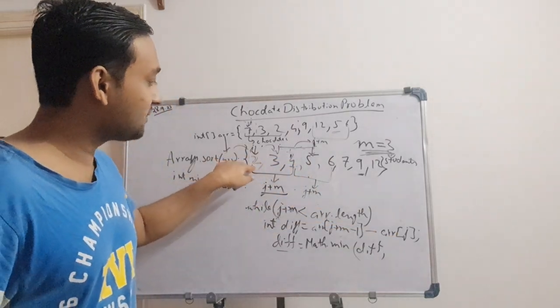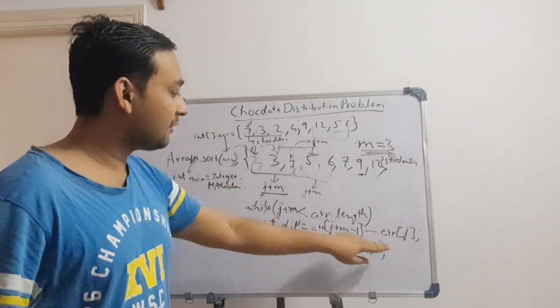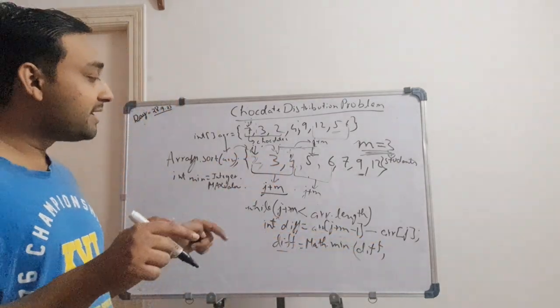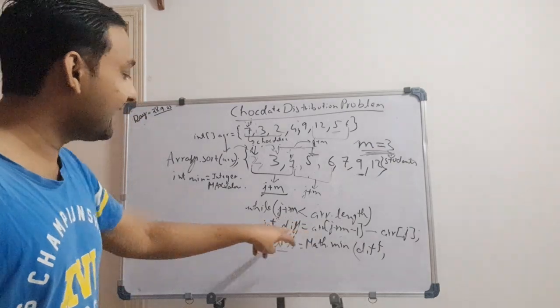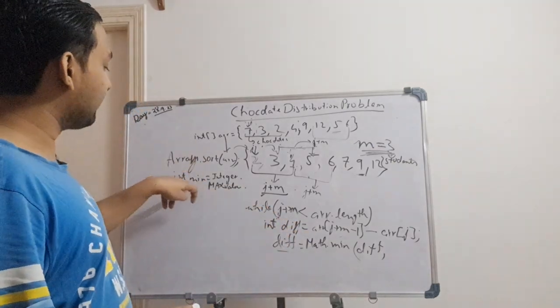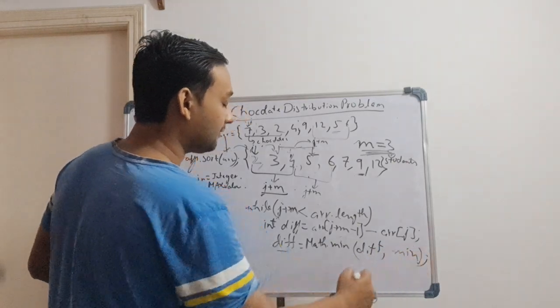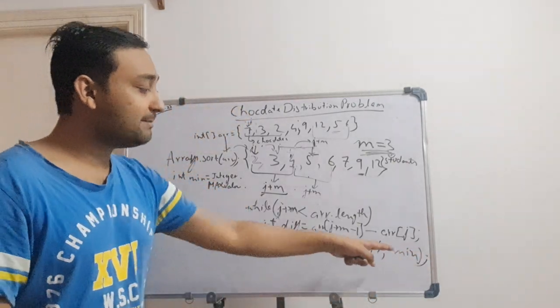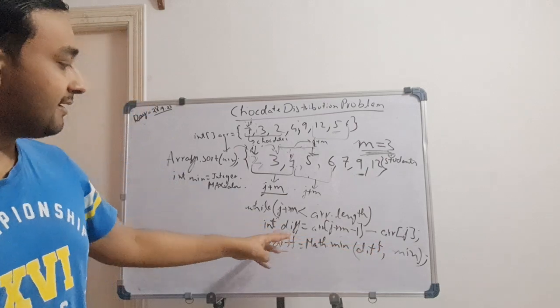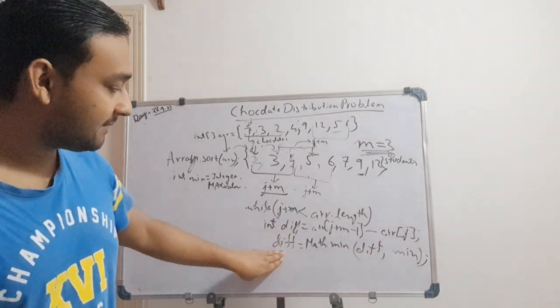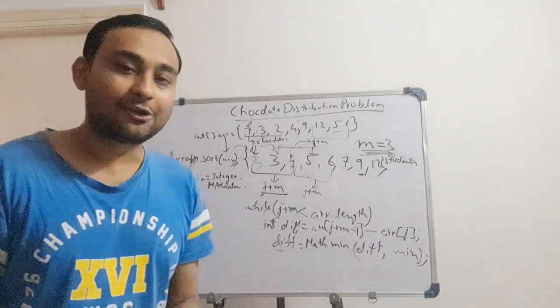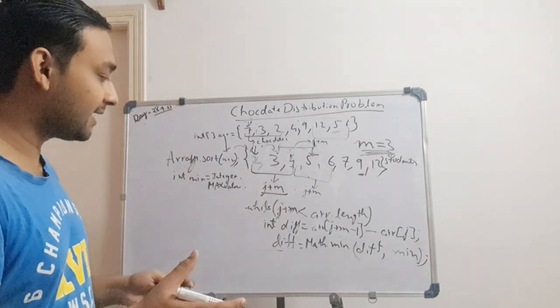What is array at j? Which is 2. So 4 minus 2, it will find out a difference. So I need to find out a minimum. Now I will compare this difference with my min value. Whichever will be minimum, it will get swapped, and the difference will be stored in this variable called diff. I hope you got the concept of how it is working internally.